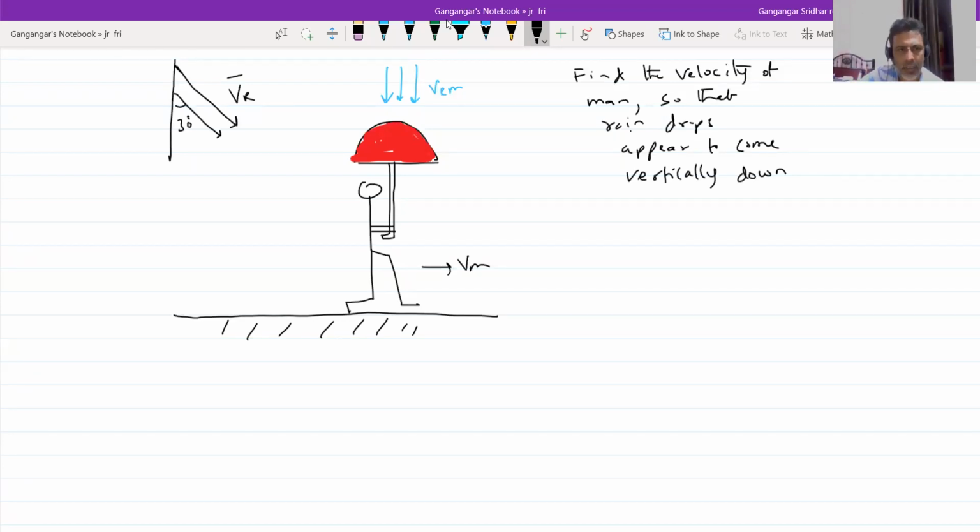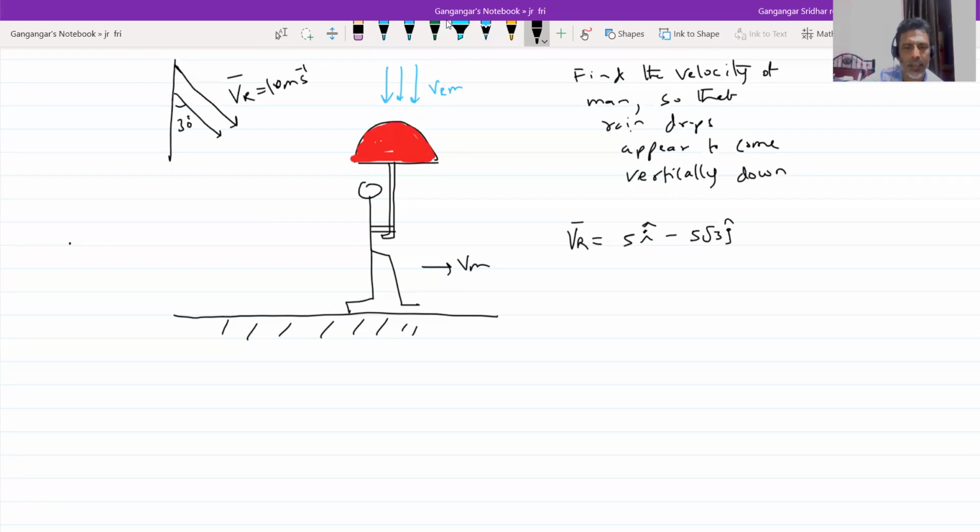So what will be the velocity of man? So what is the velocity of rain? What is the formula for velocity of rain? Velocity of rain equal to this, which was 10 meter per second. Like the previous problem, 10 sin 30 is 5 i cap, 10 cos 30 is 5 root 3 j cap. Okay, this is the velocity of rain: 5 i cap minus 5 root 3 j cap.